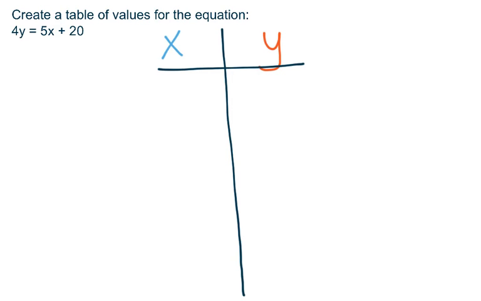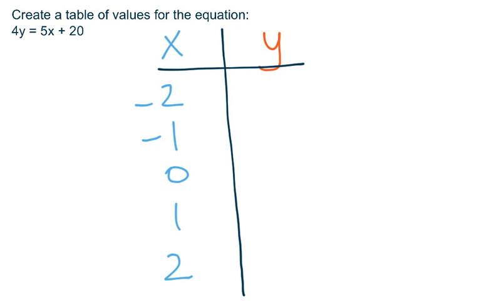Create a table of values for the equation 4y = 5x + 20. So all we're going to do here is select a handful of x values that we think will be kind of easy to make some calculations with, and see what the y values in this equation would be if we input those x values. Let's do -2, -1, 0, 1, and 2.